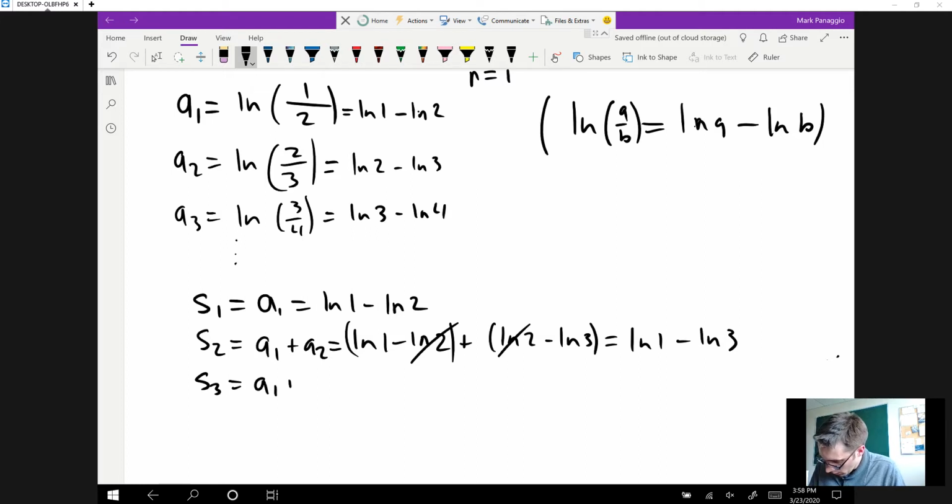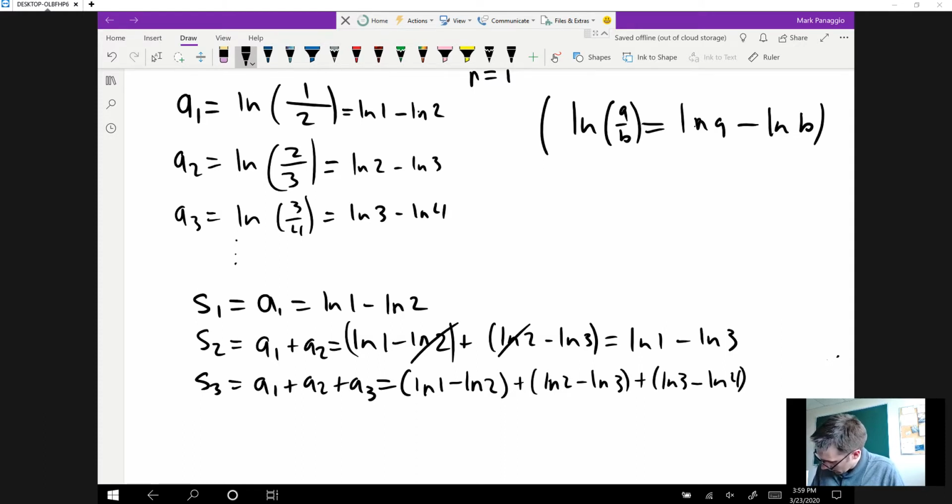S3 would be a1 plus a2 plus a3. And that's got to be log 1 minus log 2 plus log 2 minus log 3 plus log 3 minus log 4. And again, we have some cancellation that's going to happen there. The negative log 2 cancels the positive log 2. The negative log 3 cancels the positive log 3. And we're left with log 1 minus log 4. And at that point, I think the pattern is pretty clear. We should be able to find a nice formula for it.